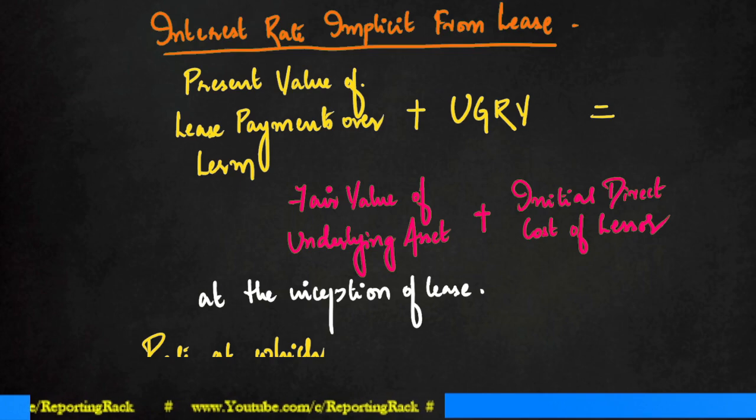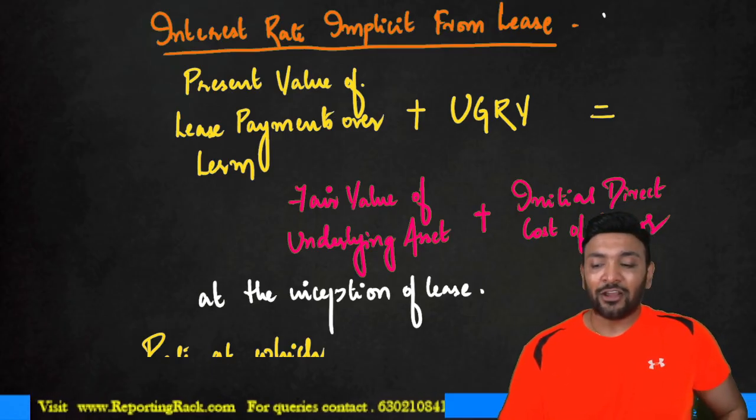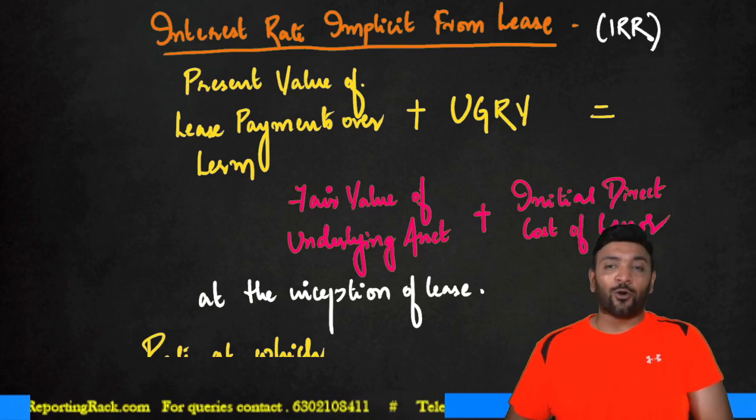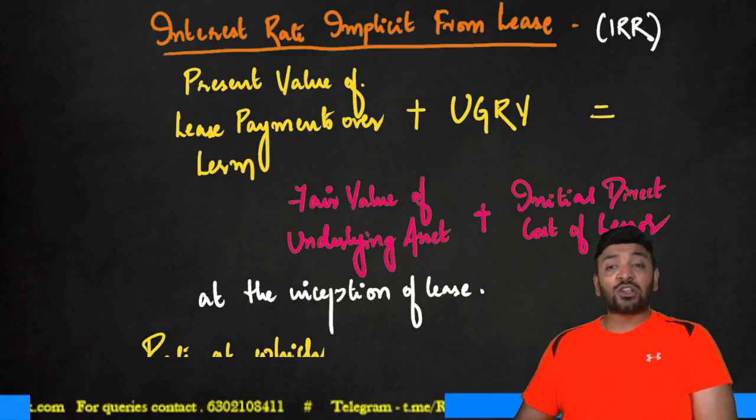I've written the same thing in the form of a formula. Present value of lease payments over lease term plus UGRV is equal to fair value of the underlying asset plus initial direct cost of lessor at the inception of the lease. Such rate of discounting should be considered as interest rate implicit from lease. In a sense, this looks like IRR to me. Remember IRR? What is your IRR? When your NPV is equal to 0. That means the cash flows arising from the use of the asset is equal to the cost of the asset.